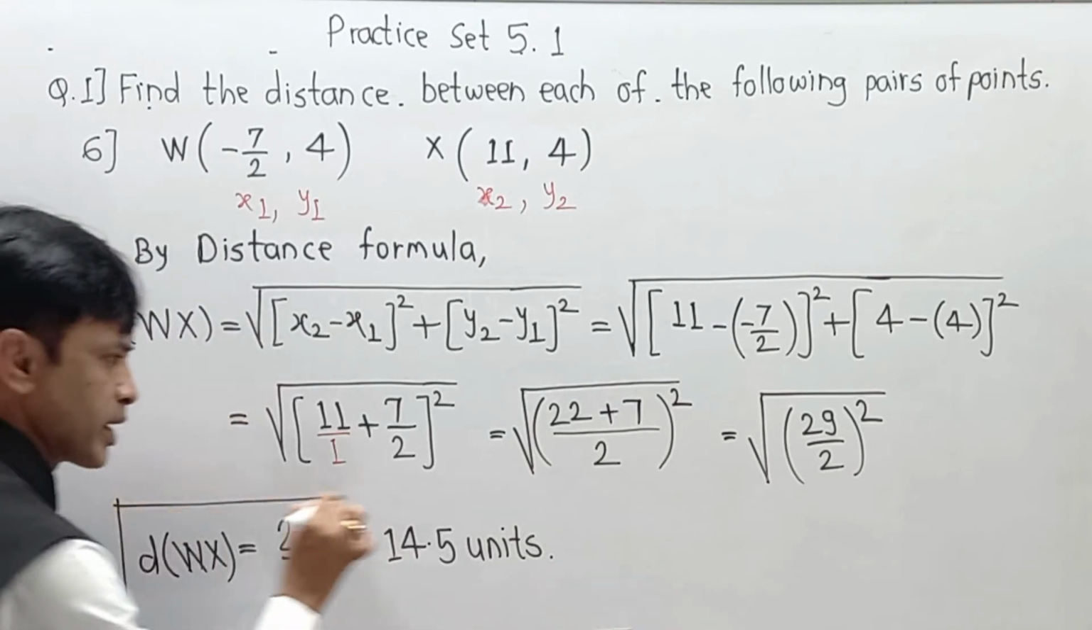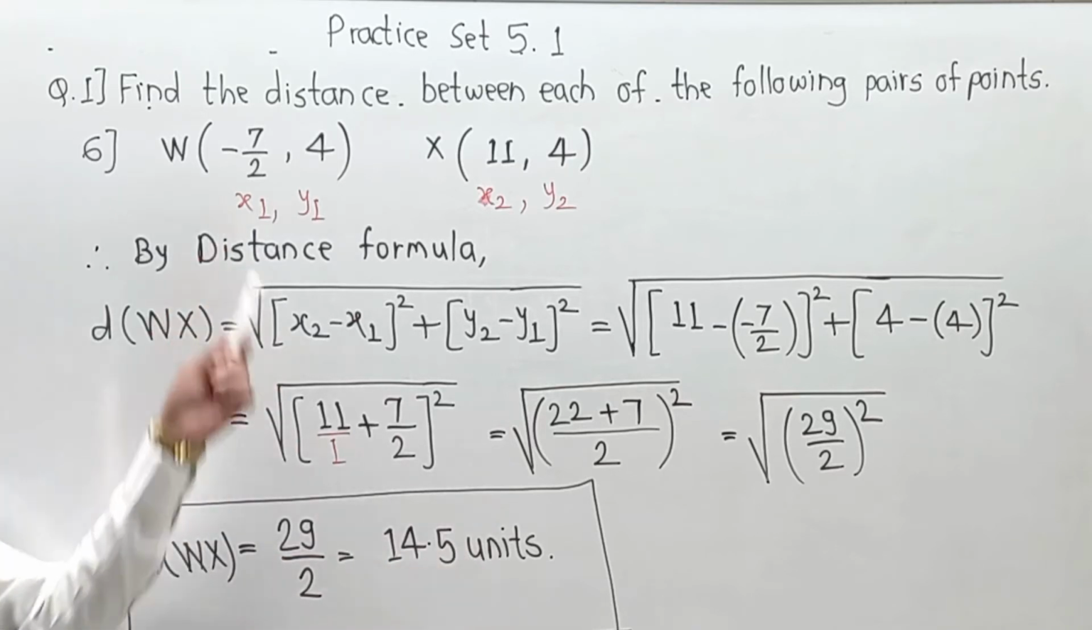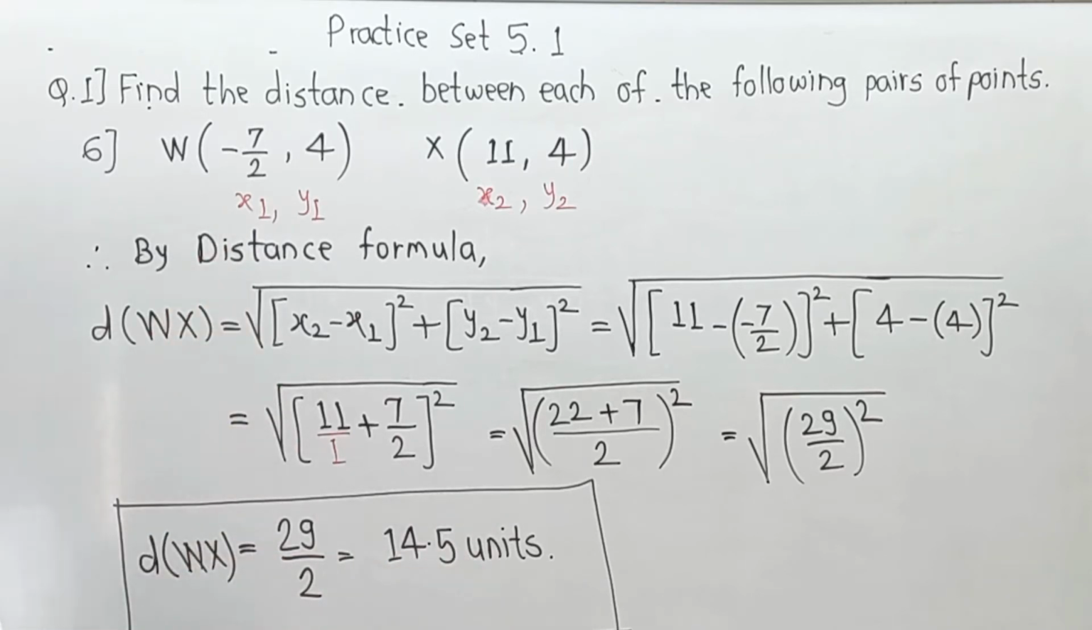And in this way we are able to calculate the distance between the 2 points, that is WX, that is 29 by 2, which means 14.5 units. And in this way you can complete the numericals from 1 to 6.